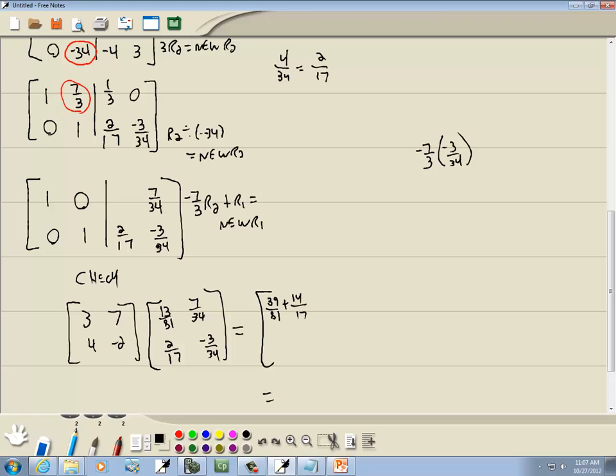Okay, negative 7/3 times that. So we got negative 7/3 times 2/17. And then I'll add what's already there, which is a 1/3. Which gives us negative 14, 3 times 17, plus 17 over 3 times 17, which gives us 3/51s, which gives us 1/17.